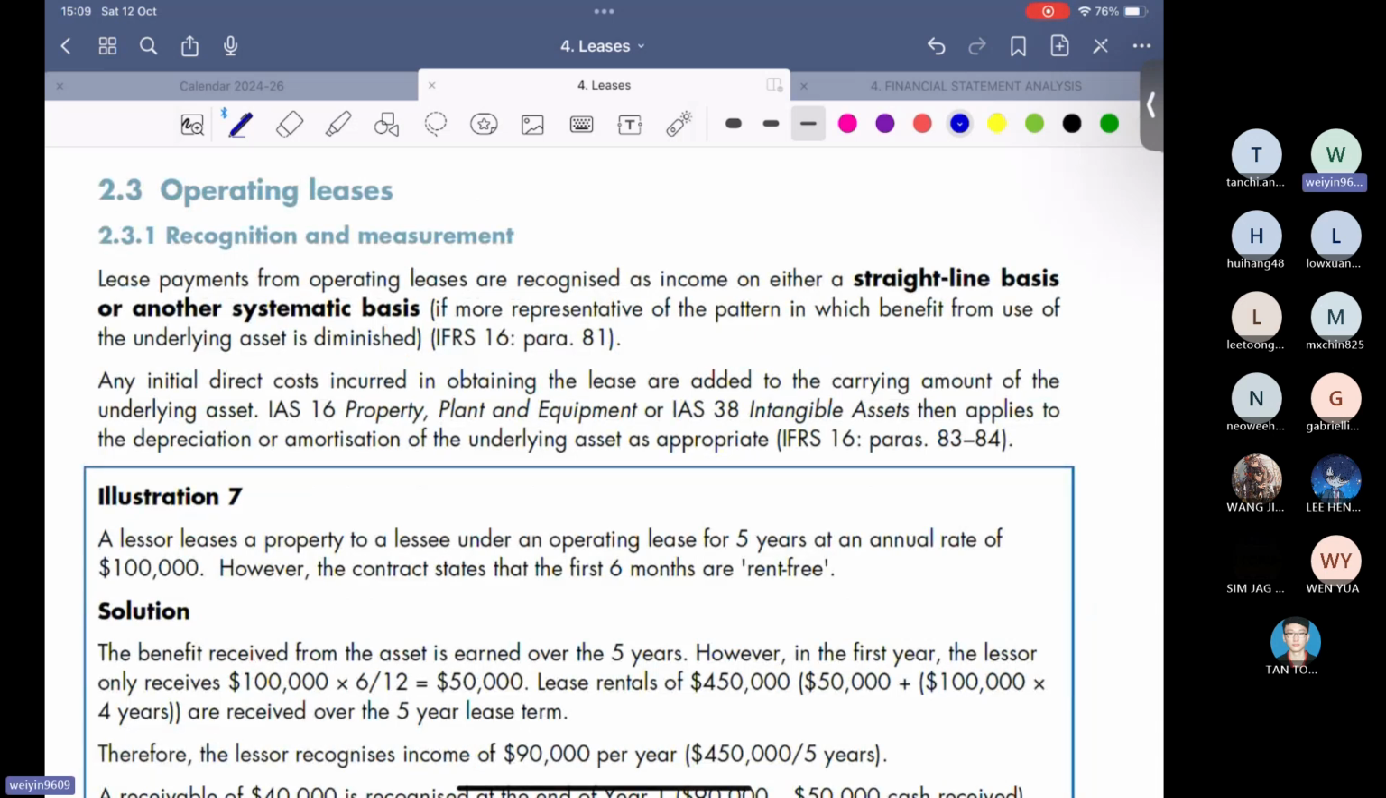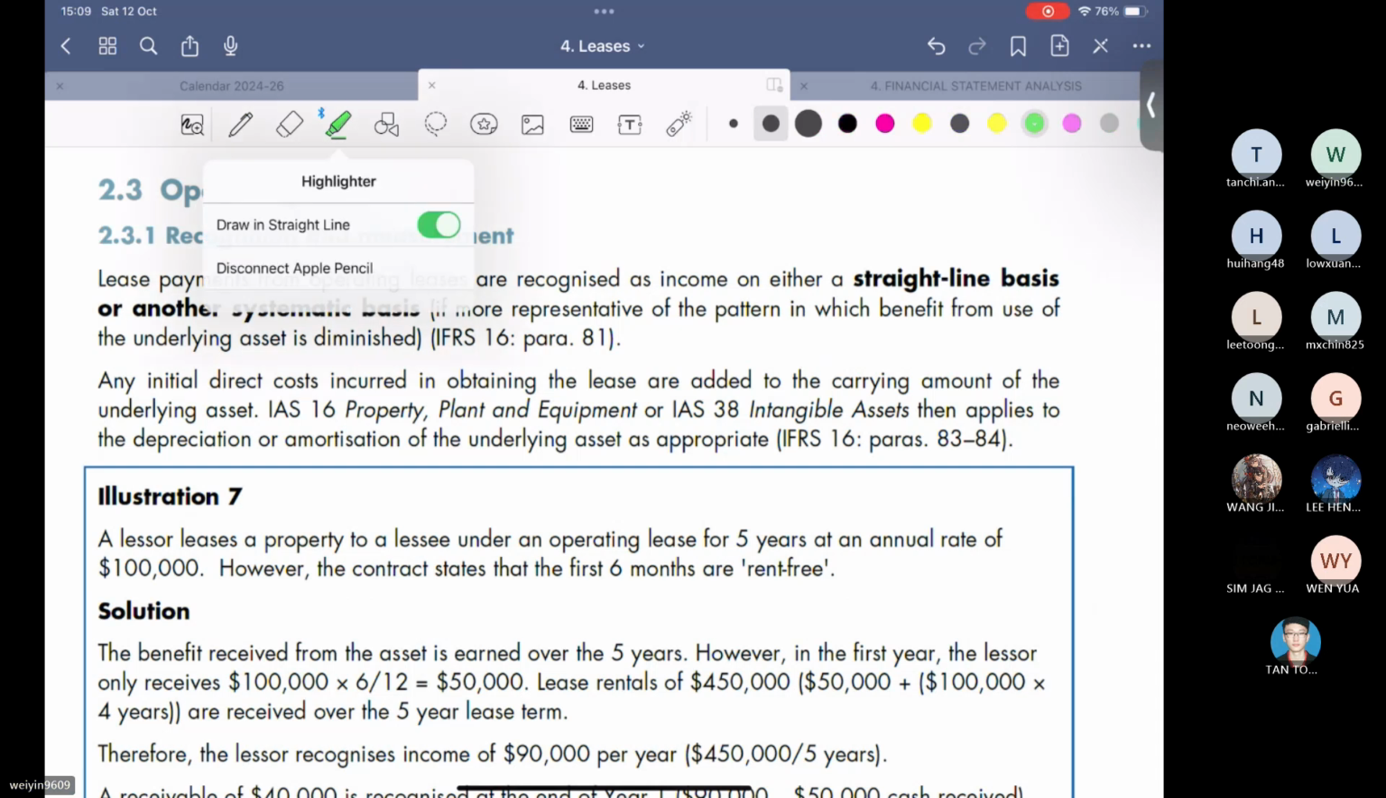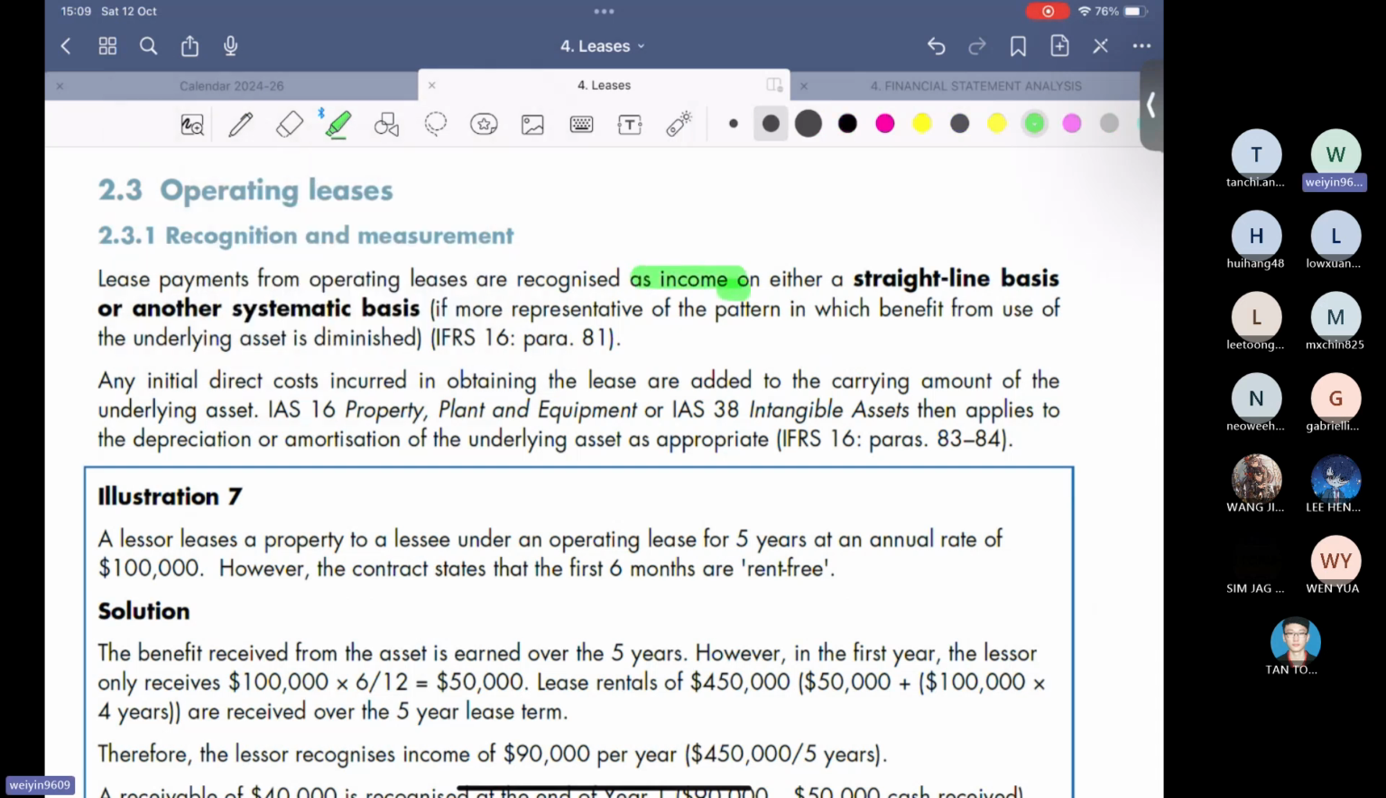So if we cannot fulfill the criteria mentioned just now, therefore it will become an operating lease. So in order to recognize, basically we just debit the cash because we received, and then we credit the rental income. So the lease payments from the operating lease are recognized as income, either on a straight-line basis or any other systematic basis which will better represent the pattern. Any initial direct costs incurred in obtaining the lease are added to the carrying amount of the underlying asset, which is applied the same as IAS 16.